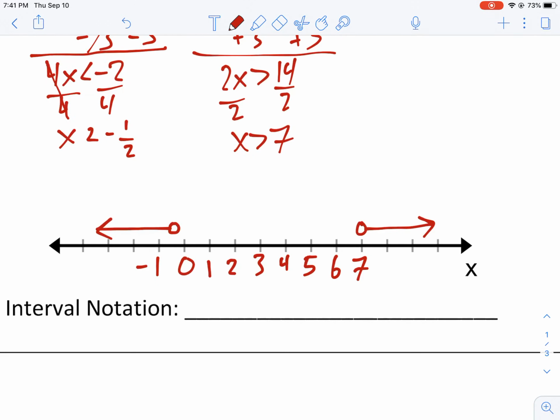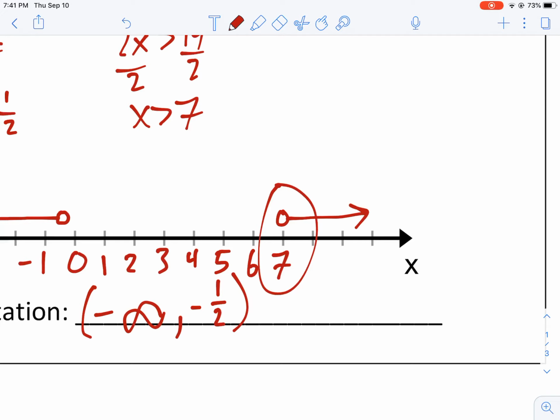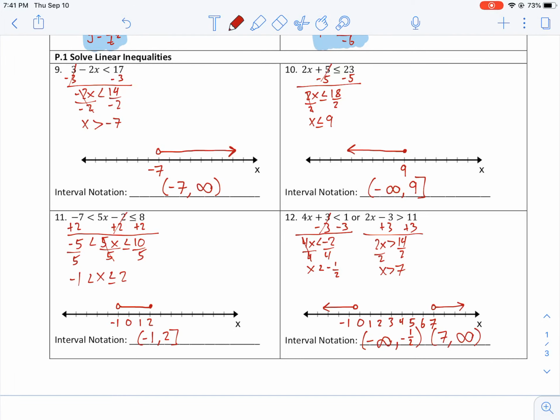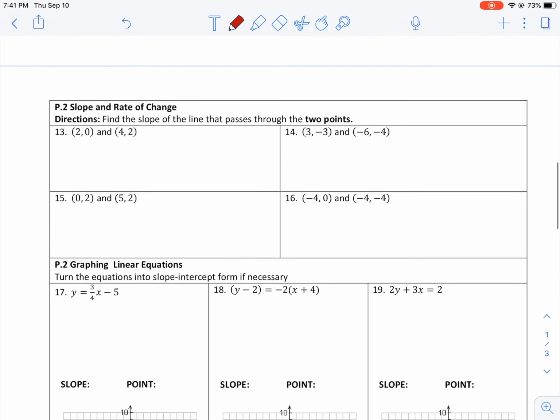So now we're going to have 2 interval notations, one for each. So if we look at our first one, we start at negative infinity. We end at, as we know, negative a half. Then we have a big gap, so we're going to skip. All right, our second interval starts at 7. And then on the right side, we have an arrow, so it's going to go off to infinity. So those are the answers to the graphing and solving linear inequalities.